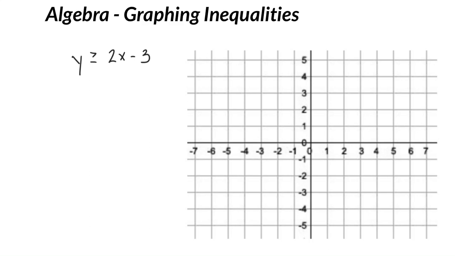To graph inequalities, we start by graphing the equation. So I've given the equation here that y is greater than or equal to 2x minus 3. We're going to ignore the inequality part for a second. And by inequality, I just mean that this says greater than or equal to, it doesn't say equal. I'm just going to graph the line, 2x minus 3.